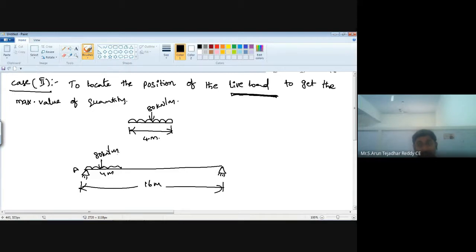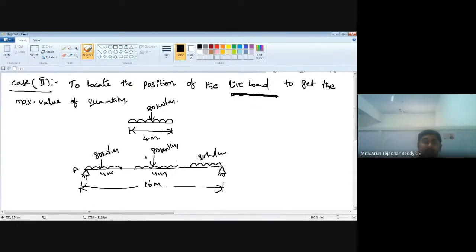And after that, anyway, it is live load. So automatically it is traveling from here to here. This is also 80 kilonewton per meter with the 4 meter, or else again anyway it is live load, so it is traveling from this point to again here, there is 80 kilonewton per meter. So it means, first of all, locate the position here. Where can we locate that 80 kilonewton per meter with the span of 4 meter?